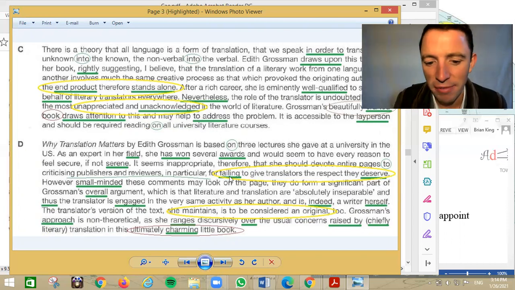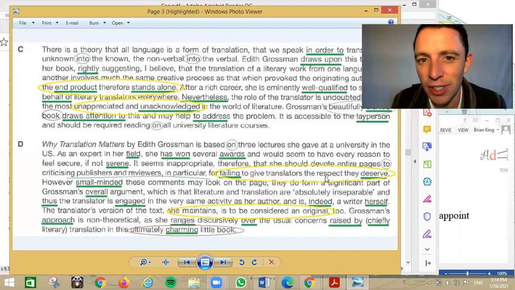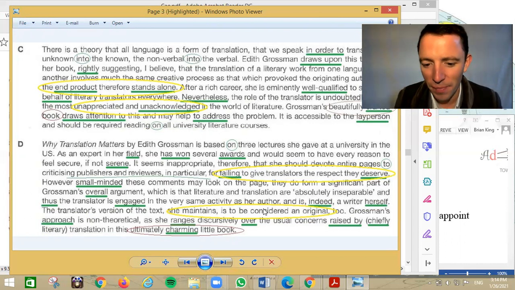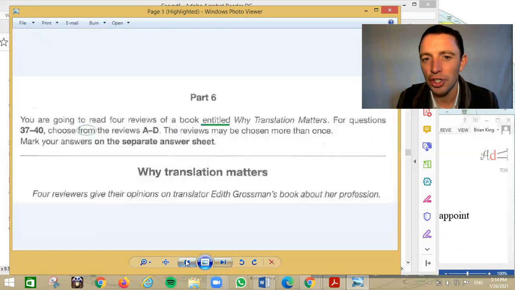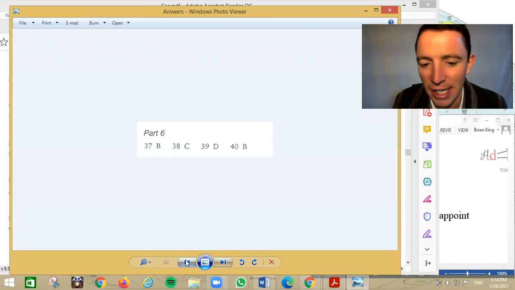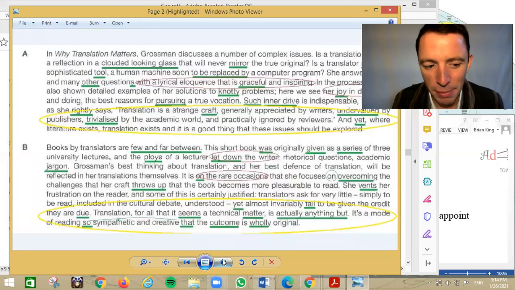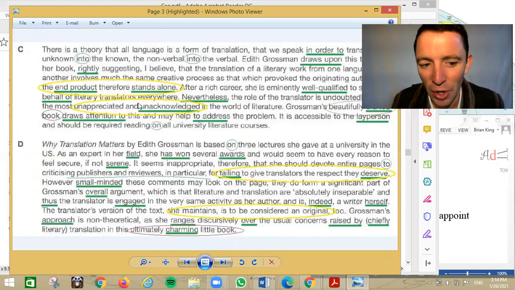Again, in paragraph D, failing to give translators the respect they deserve. So the majority of people think that translators don't have respect in the field, in the literature. Okay. So the answer for here, I'm going to show you first the answer so you're very clear and definite. The answer for 38 was C. And C in particular was here, stands alone, underappreciated and undervalued.